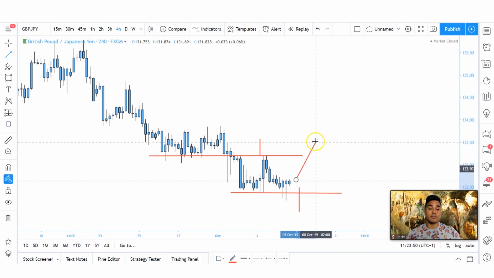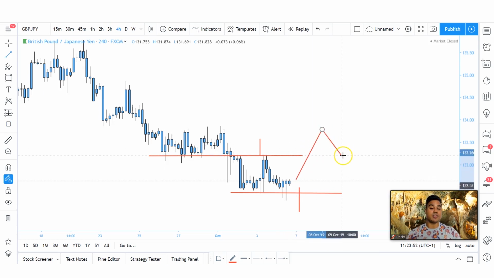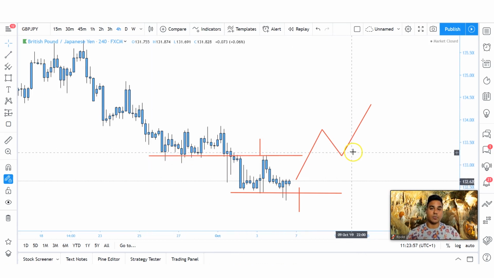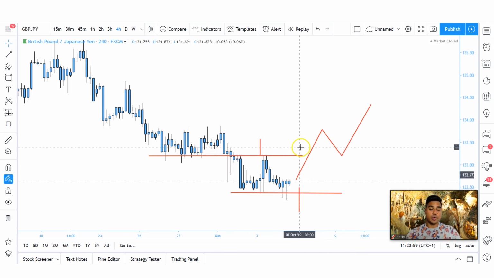And then for buys, I'm looking for price to continue up, retest this structure in and around this level, and then continue up. Now, it doesn't necessarily need to retest this level perfectly, but as long as we get strong bullish presence in the market with candles closed above structure, then I'll be looking for my retest.